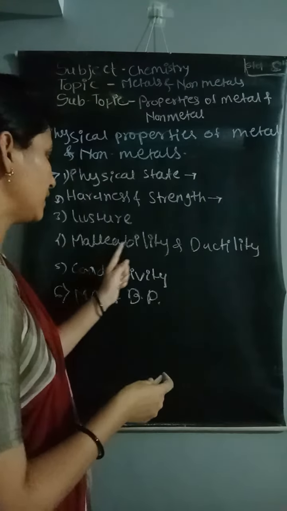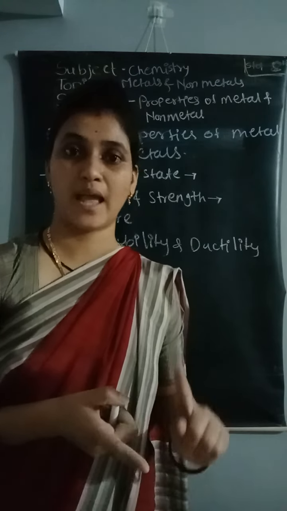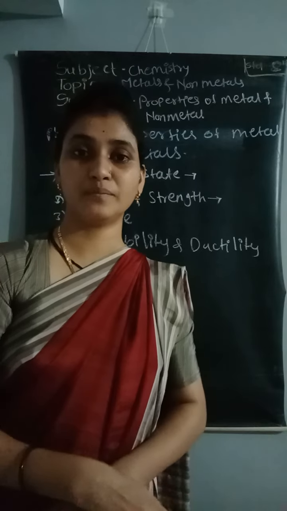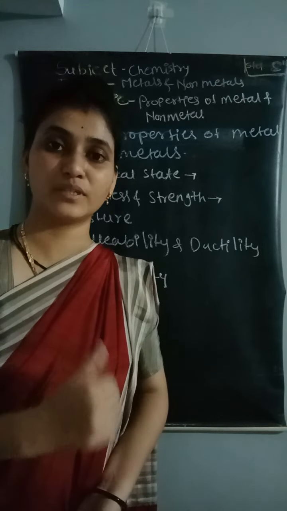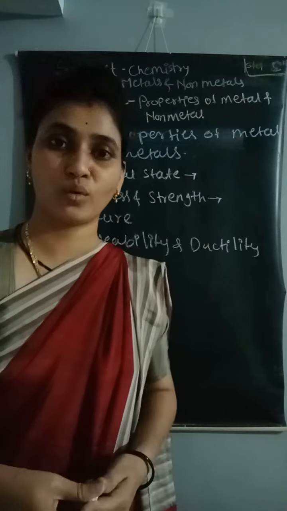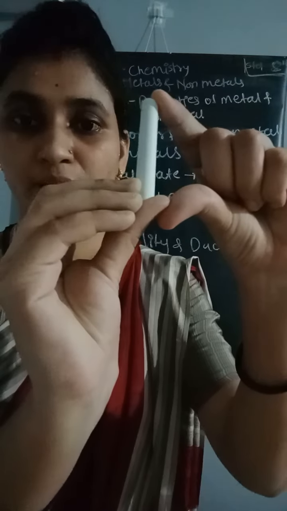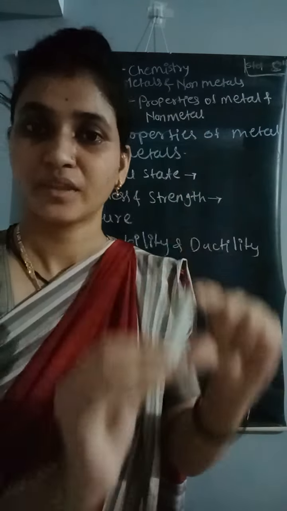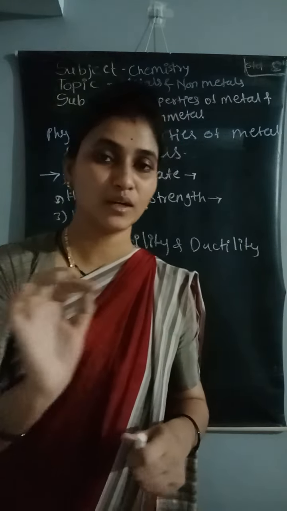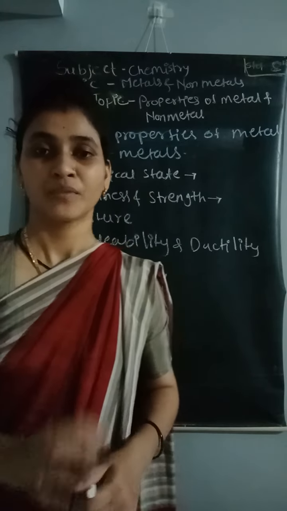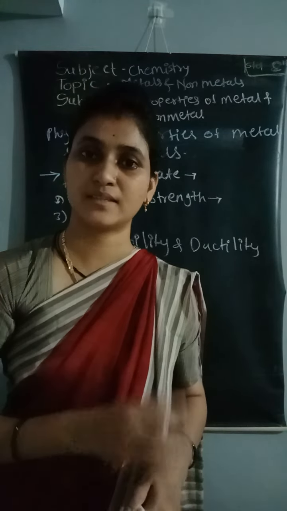What about malleability and ductility? Malleability: metals like copper and aluminium, after beating, will form sheets. After beating graphite or coal, they will break. If we beat this chalk, it will break and form dust. That's why it does not have the malleability property. So non-metals are not malleable and metals are malleable. The property by which sheets are formed by beating is malleability.